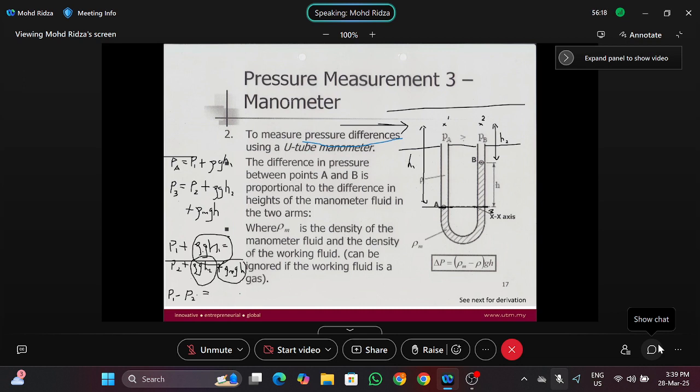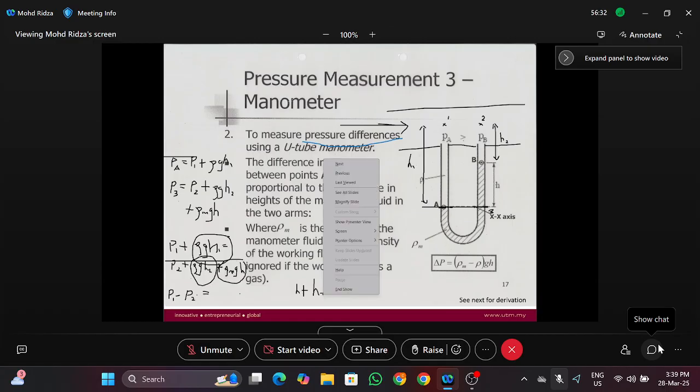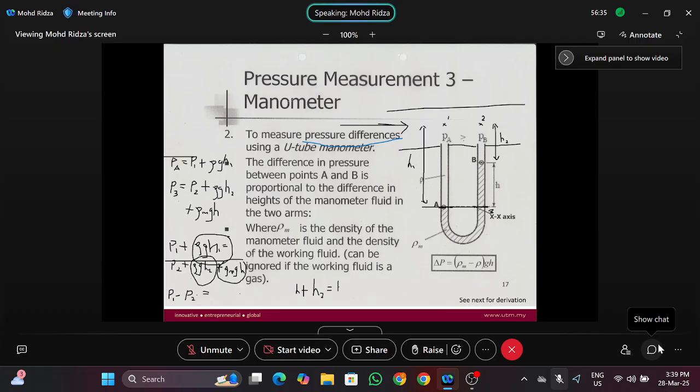We bring this rho G H1 to the right, minus rho G H1. And then H plus H2 is H1. From the diagram, H plus H2 equals H1. So you can apply that and simplify further. But in the end, you're going to get this: the change in pressure, P1 minus P2, equals rho M minus rho G H.